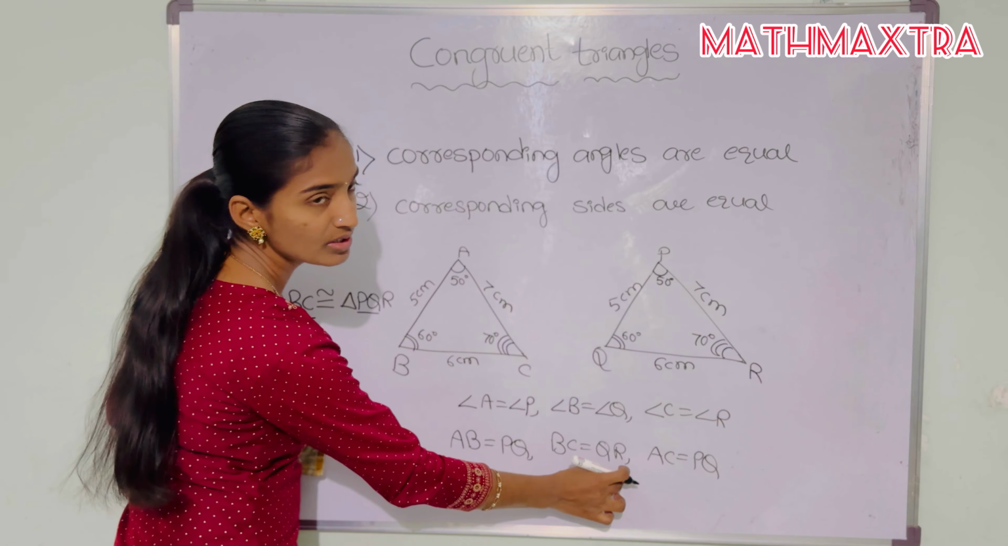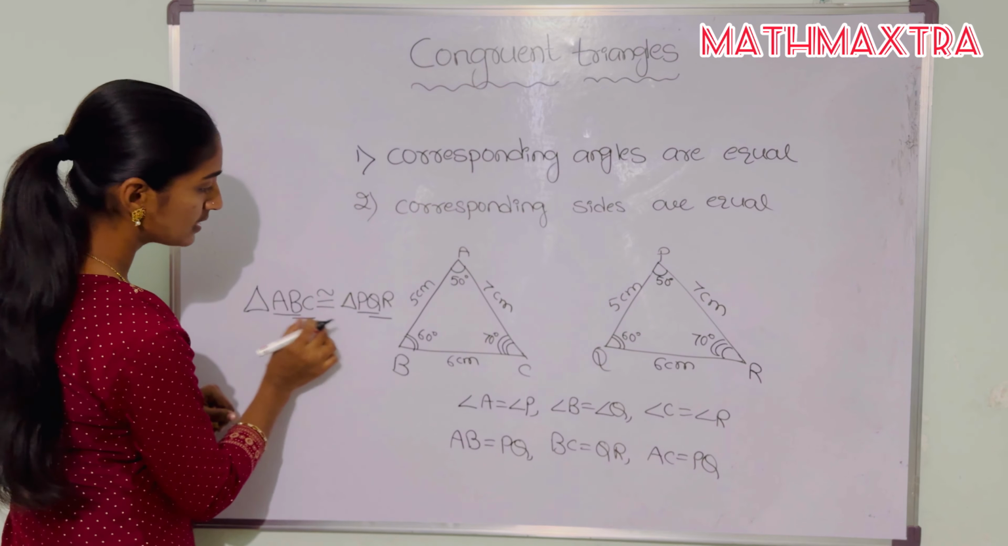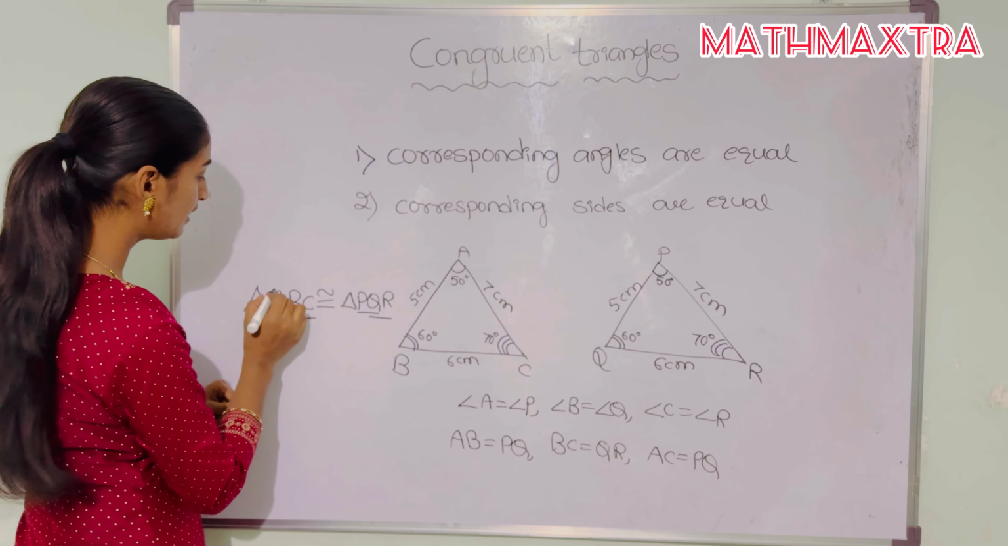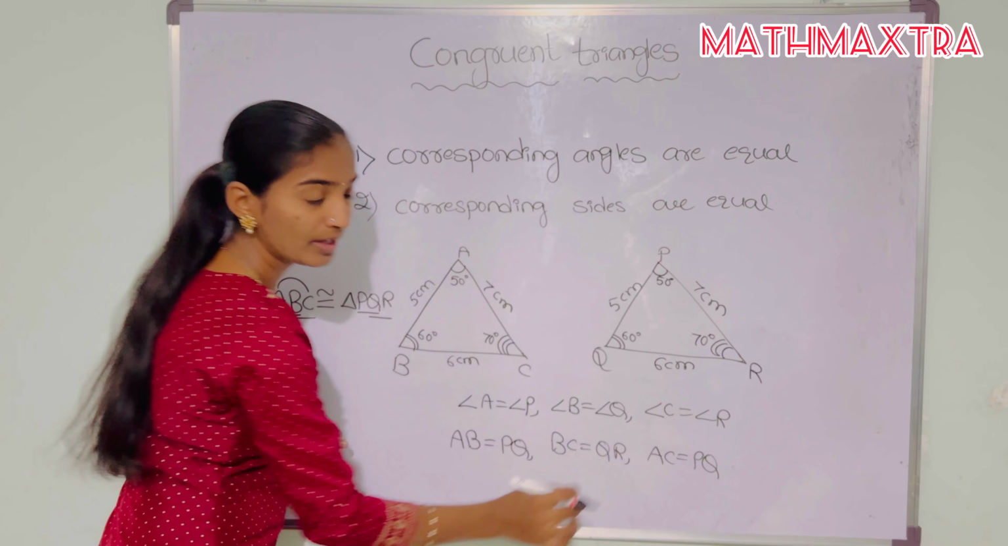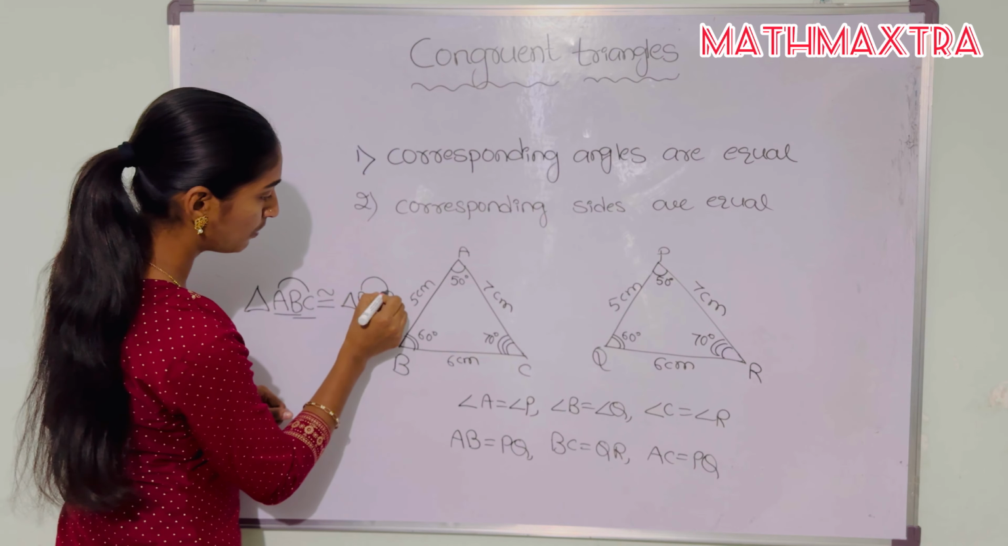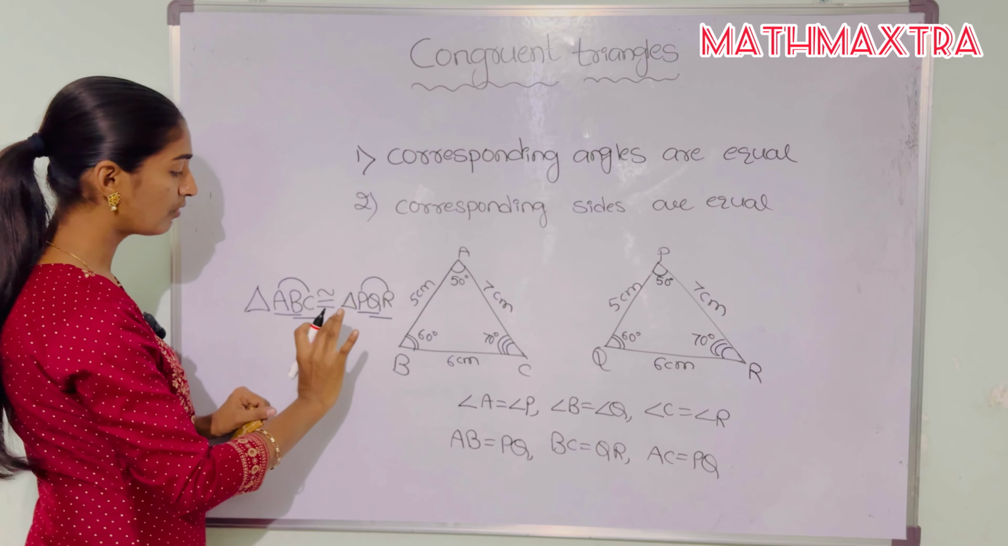So BC side is always equal to QR. You should get the same sequence. So BC side, QR side. And then you check for AC. AC is equal to what? PQ. So check this PR. Yes, this is the correct sequence of writing.